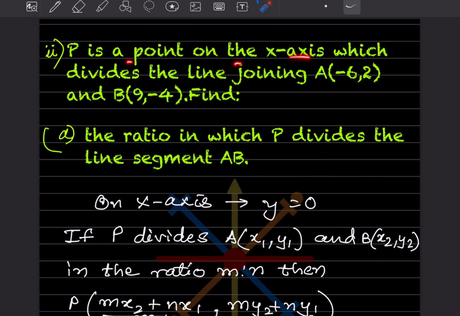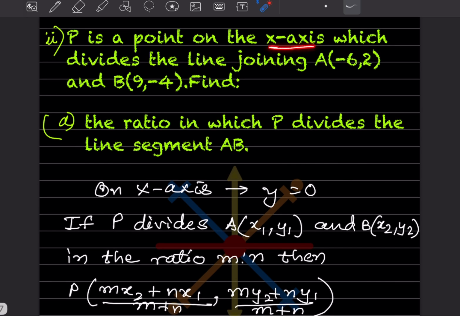P is a point on the x-axis which divides a line joining A (minus 6, 2) and B (9, minus 4). You have to find the ratio in which P divides the line segment AB. So here, because this is on the x-axis, always on the x-axis, y should be 0. This is the important point that you have to remember.